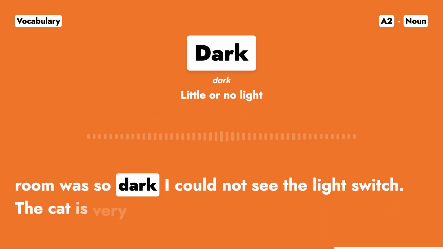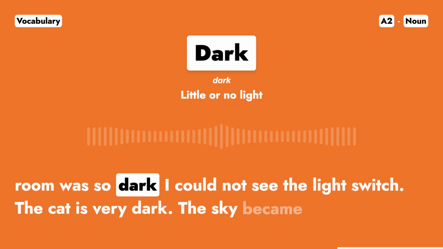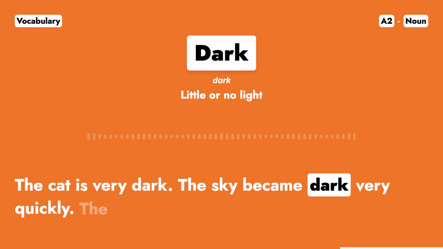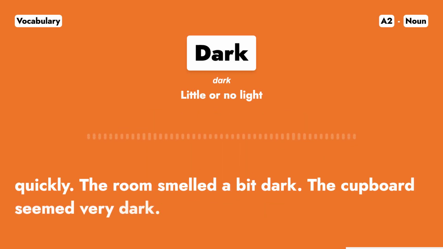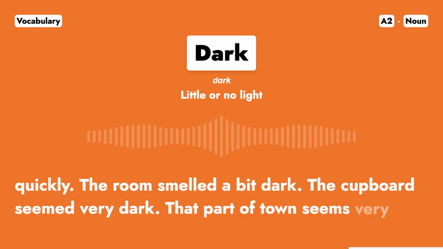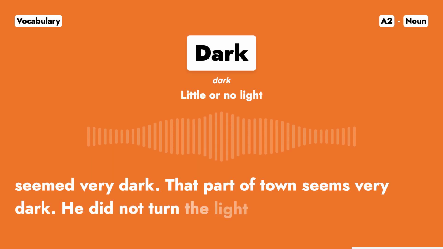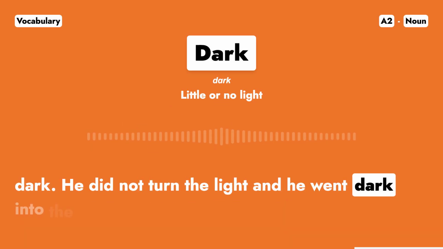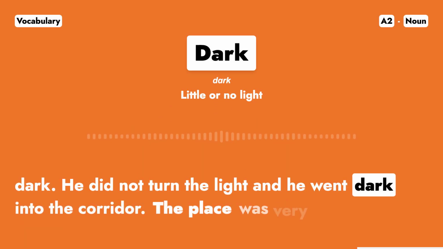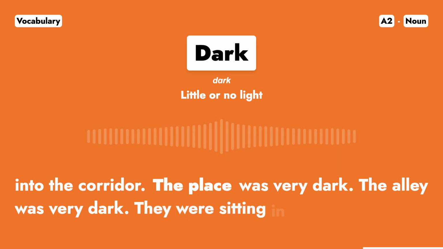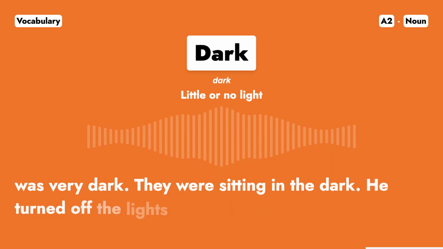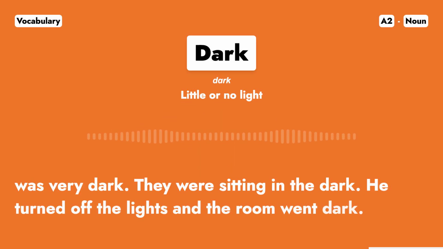The cat is very dark. The sky became dark very quickly. The cupboard seemed very dark. That part of town seems very dark. He did not turn on the light, and he went into the dark corridor. The place was very dark. The alley was very dark. They were sitting in the dark. He turned off the lights, and the room went dark.